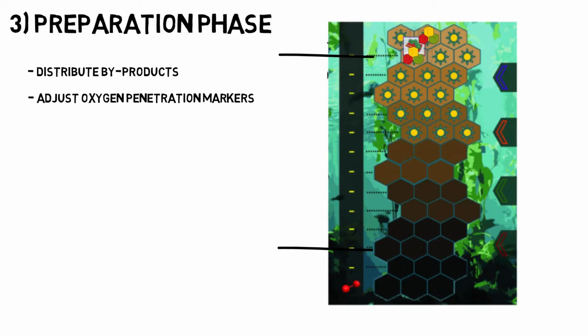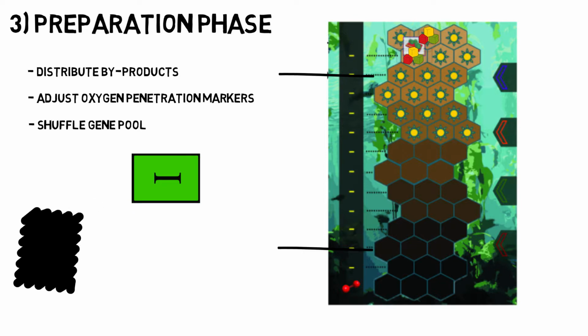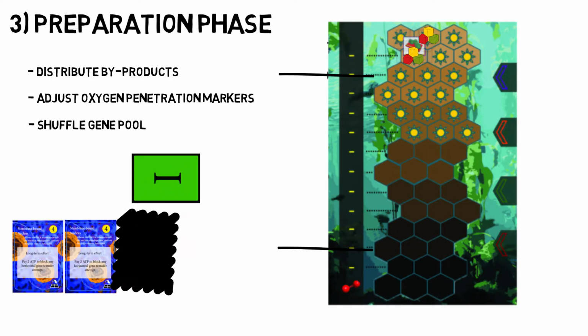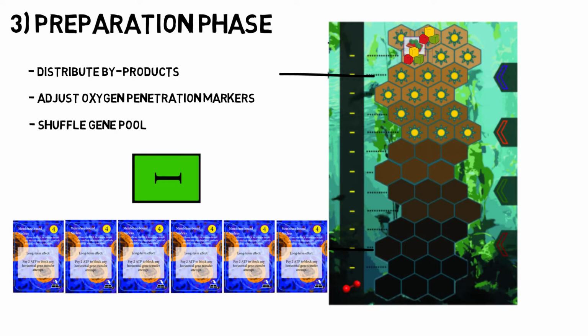Then, the oxygen penetration markers are adjusted corresponding to the type and number of bacteria present on the board, as detailed in the instruction manual. The remaining organelle cards in the gene pool are then reshuffled back into the deck. 6 new organelle cards are drawn and put face up to make up the new gene pool for the next generation.